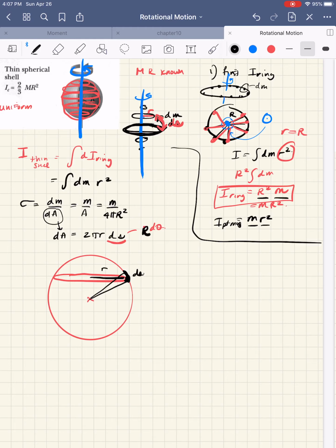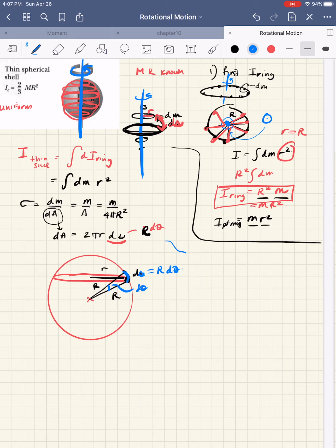This is going to be capital R d theta, so this is the definition of arc length right here, and this little angle inside of here is a d theta. This is the theta that I'm going to be changing here. So this little arc length, ds, is going to be equal to R times d theta. And so the area, as this ring gets thicker in the integration, is 2 pi r times capital R d theta.